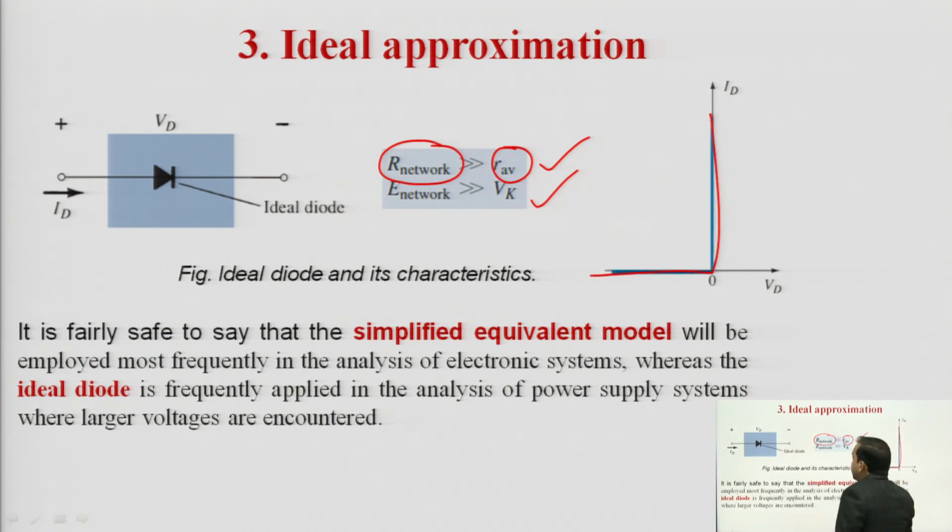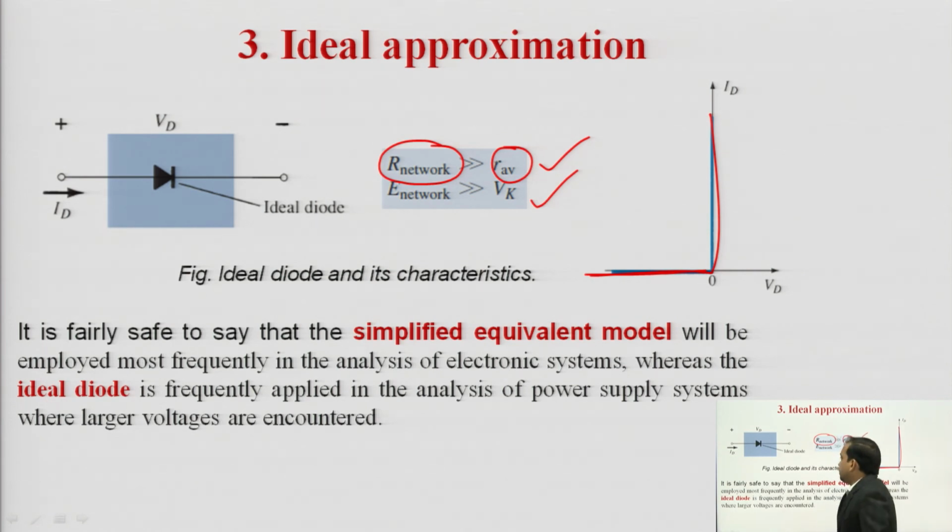Meaning whenever the applied voltage to the diode is greater than 0, let us say the value is 0.001, at that particular voltage the diode will be on, and whenever the voltage is less than 0, the diode will be off and the current will be 0, which can be clearly seen from these characteristics.